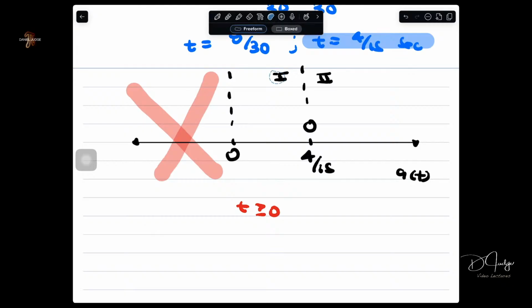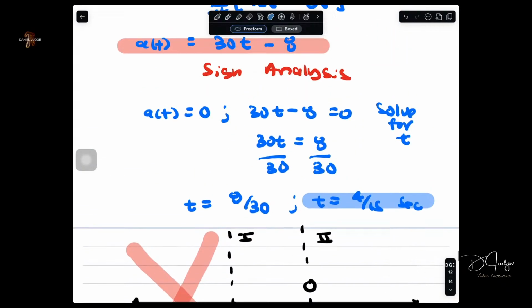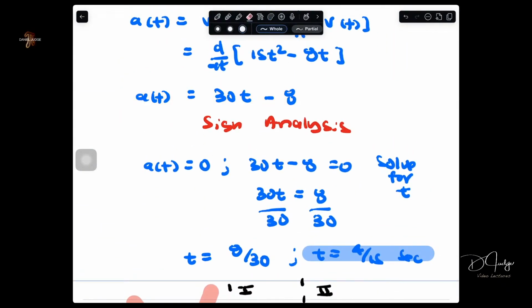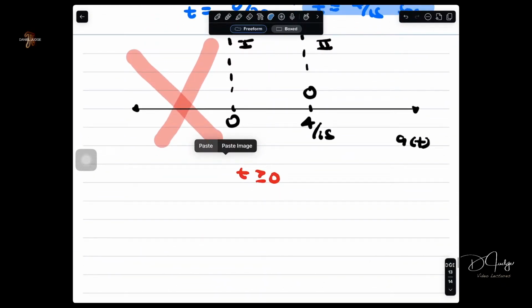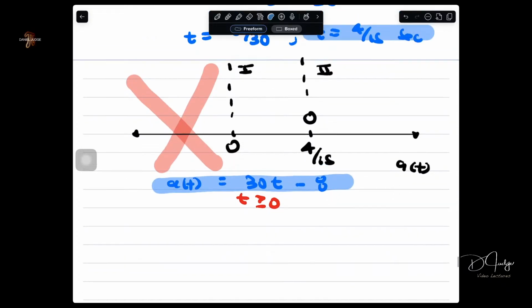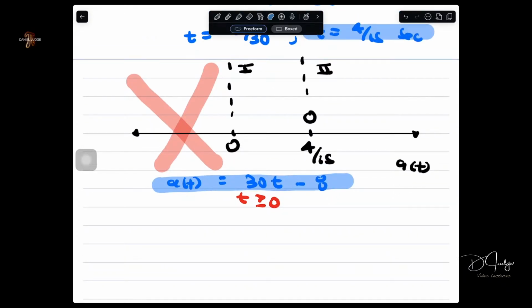Let's look at it this way, maybe. Don't forget to bring down your acceleration function. I might just keep it blue. That looks a little better. Let's copy that. All right. We need test points now. So let's be careful. In region 1, we've got 4/15. I'm going to use like 1/15. Then we use the number 1. These are going to be my 2 test points.